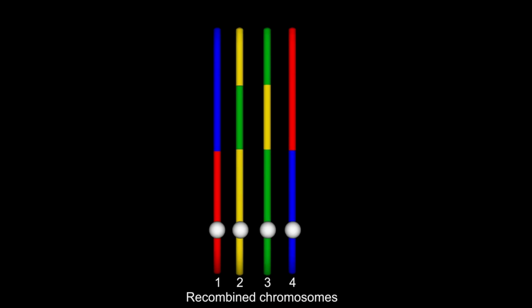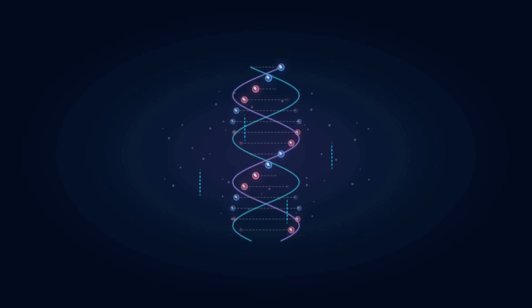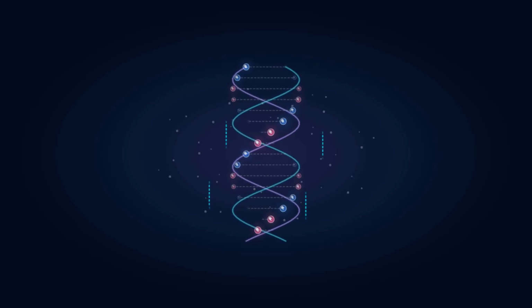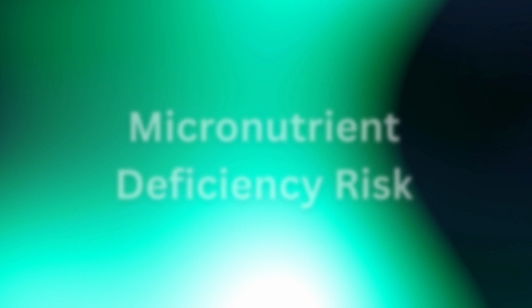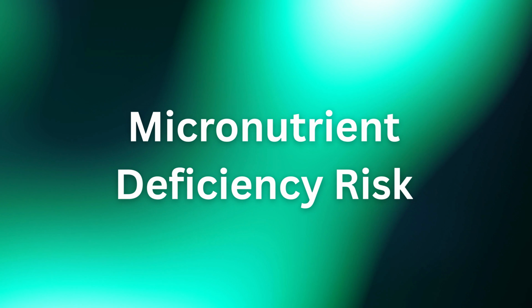Now, let's walk through the report category by category and explore what each result could suggest about an individual's sleep profile and its broader implications for overall health. Let's start with the first category of the sleep panel report: micronutrient deficiency risk. This category examines how genetics may influence the absorption, metabolism, and regulation of key nutrients that are essential for maintaining healthy sleep patterns and overall sleep quality.